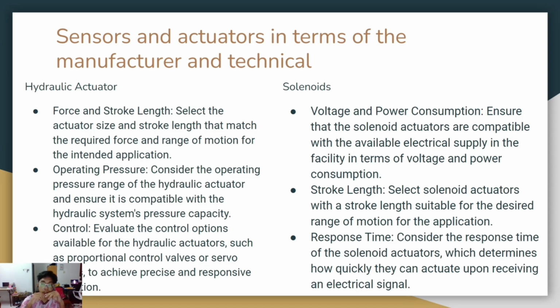So the last one is the solenoid. Voltage and power consumption: ensure the solenoid actuator is compatible with the available electrical supply. Next is stroke length. Select a solenoid actuator with a stroke length suitable for the desired range. The last one is response time. Consider the response time of the solenoid actuator, which determines how quickly it can actuate upon receiving a signal.